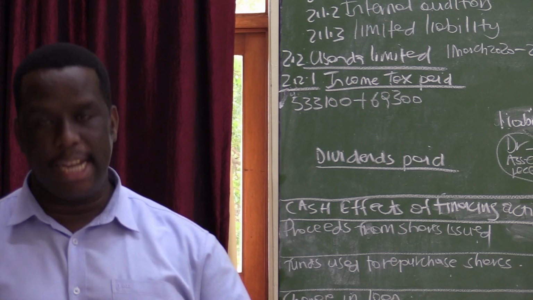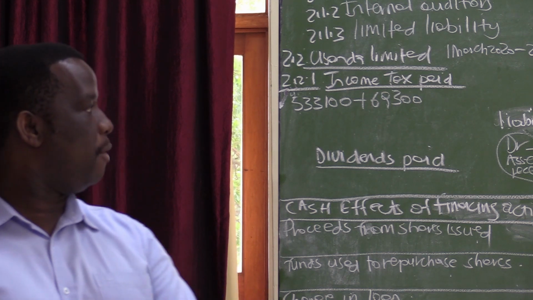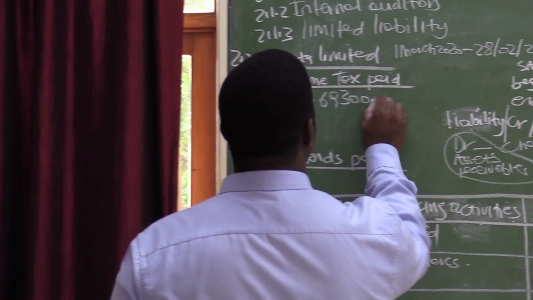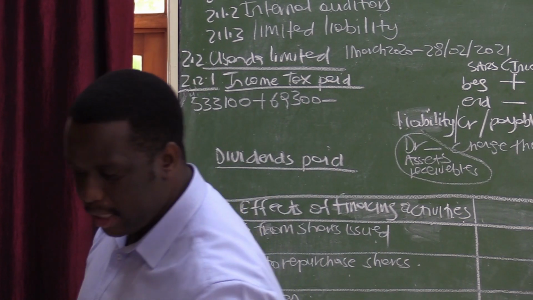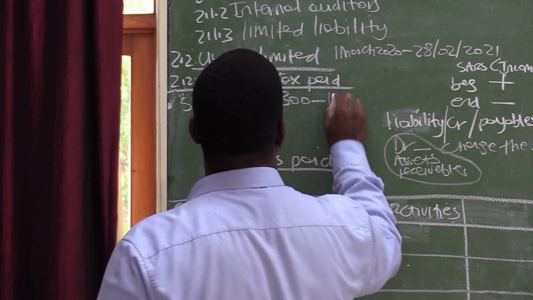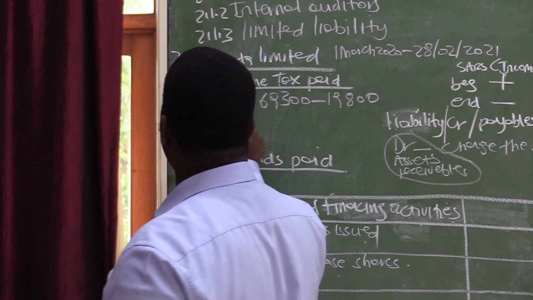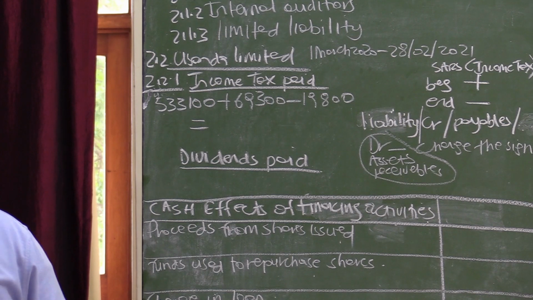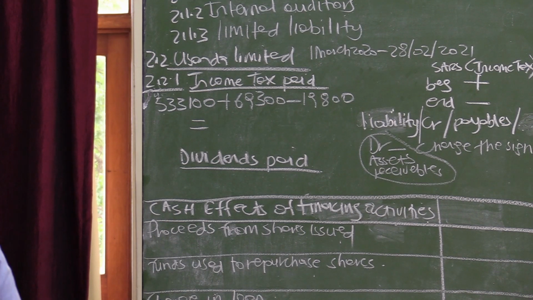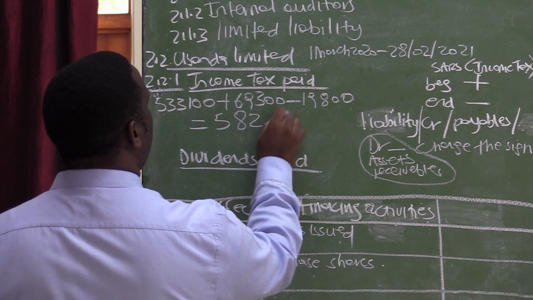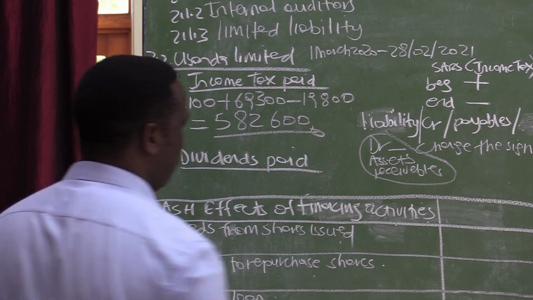But for the mere fact that there is a balance that we are still owing at the end to SARS, which is 19,800, it means we did not pay this full amount of 602,400. And hence that is why we are following this formula, that we need to subtract the amount owing at the end. If we subtract the amount that we are owing at the end, which is 19,800, then we will get the exact amount which was paid to SARS, the income tax paid. So it will be this 602,400 minus the 19,800, and the total amount is 582,600. So the exact amount that was paid to SARS is 582,600.